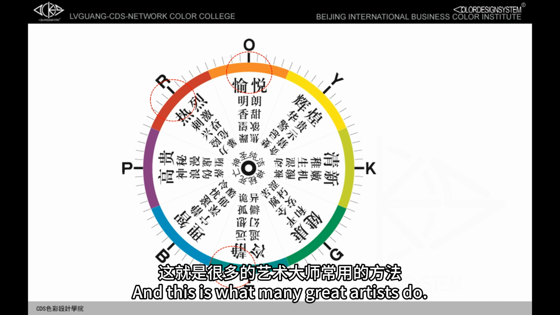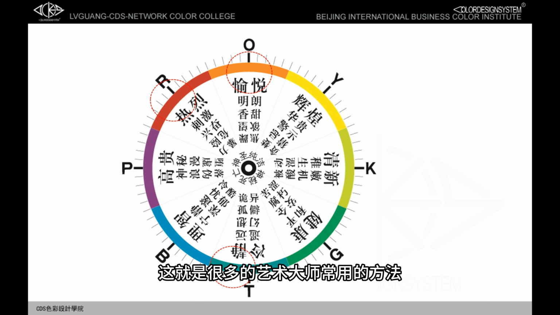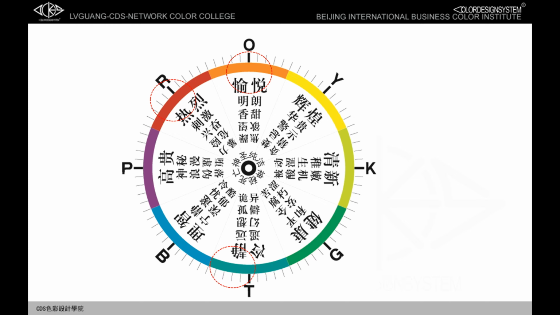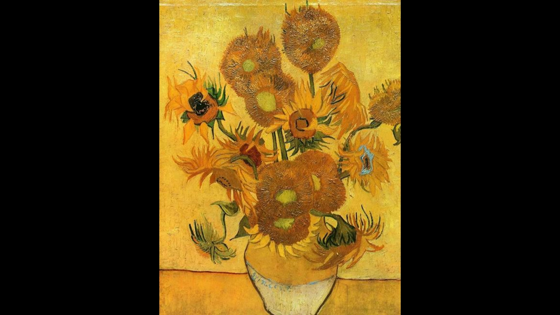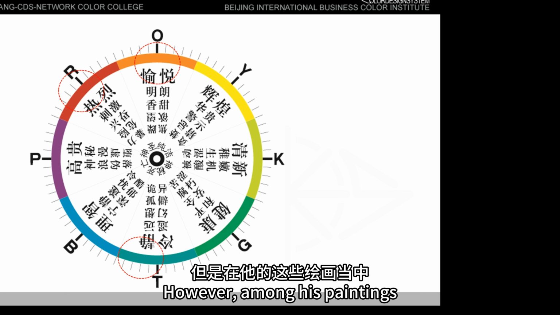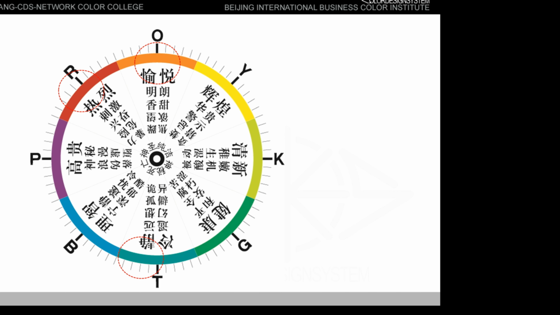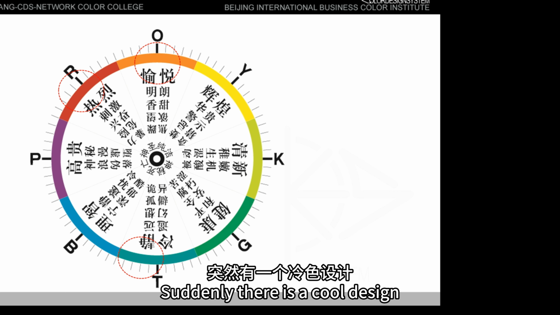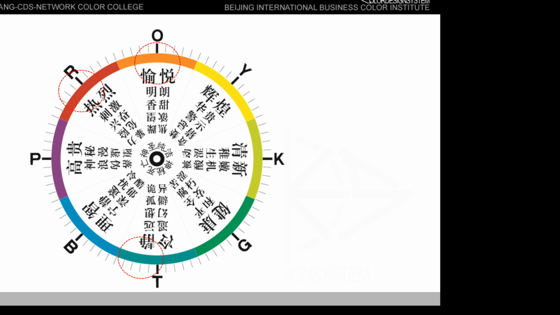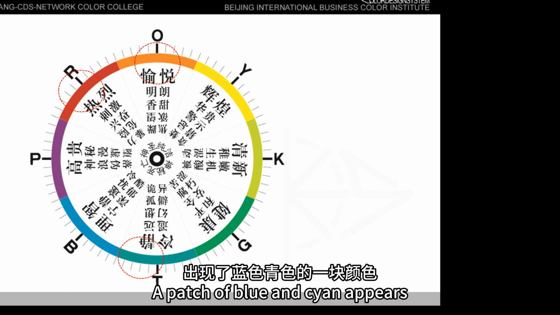And this is what many great artists do. As we've talked about before, Van Gogh's sunflowers. All the colors are restless orange-red. However, among his paintings, suddenly there is a cool design on the sunflower leaves. A patch of blue and cyan appears.